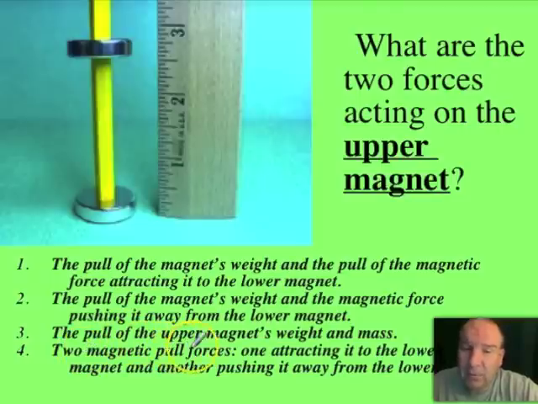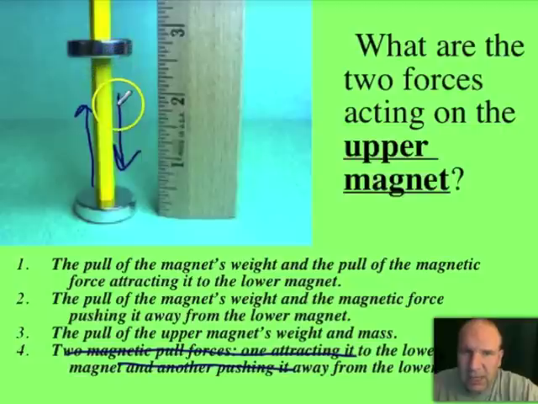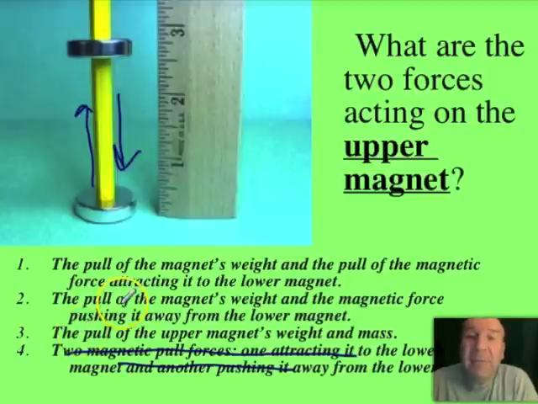Two magnetic pull forces, one attracting it to the lower magnet and another one pushing it away from the lower magnet. Well, that we know is not true because they have to be in opposite directions. So this one would be pushing up and this one would be pushing down. It's not going to be pushing down and pushing up with itself. Okay, so we eliminated one. So sometimes if they're a little tricky, we just have to go through all the choices and start to eliminate.